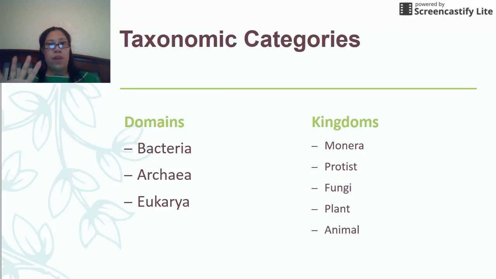The kingdoms, there are 5 kingdoms. Monera falls under the domain bacteria. And then we have protists, fungi, plant, and animal. Those are going to fall under eukarya.